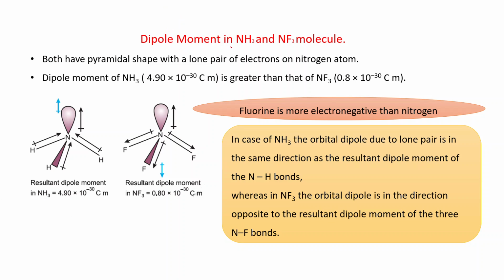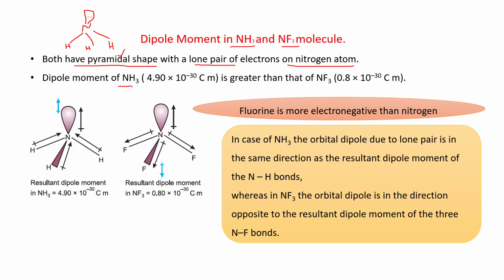Now, dipole moment in NH3 and NF3 molecules. Both have pyramidal shape with a lone pair of electrons on the nitrogen atom. Now, what is this pyramidal shape? Okay, this is nitrogen, and these are the three bonds. It may be hydrogen in case of NH3, or it may be fluorine in case of NF3, and this is one lone pair of electrons. Okay, this is pyramidal shape.